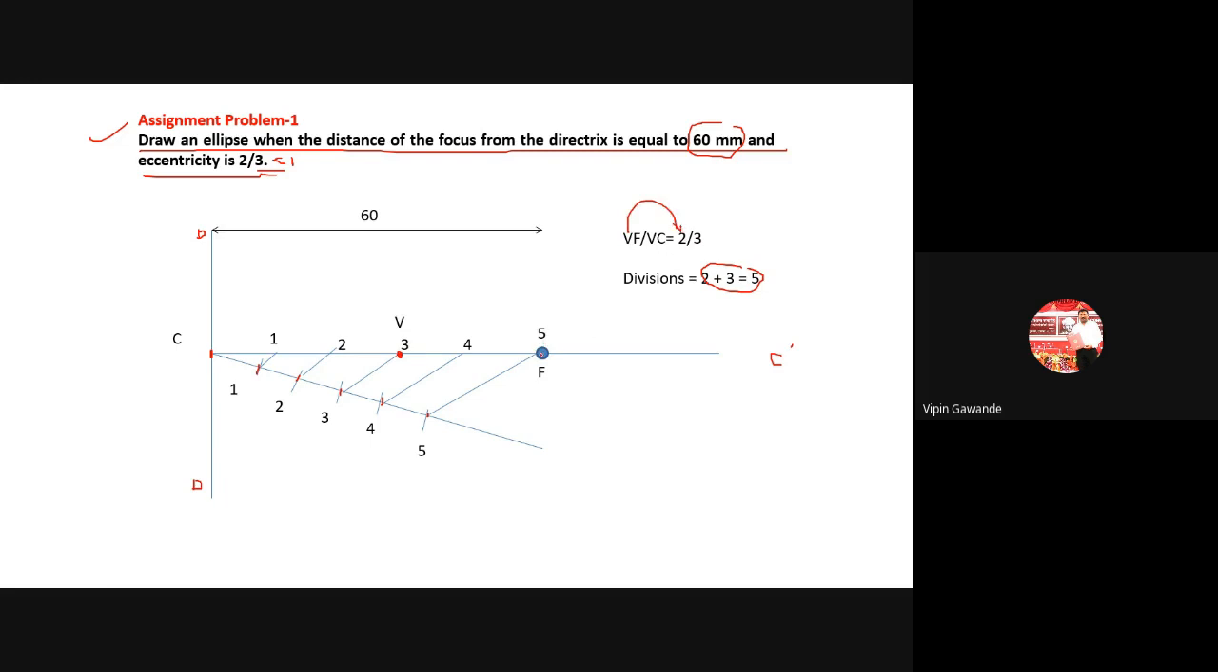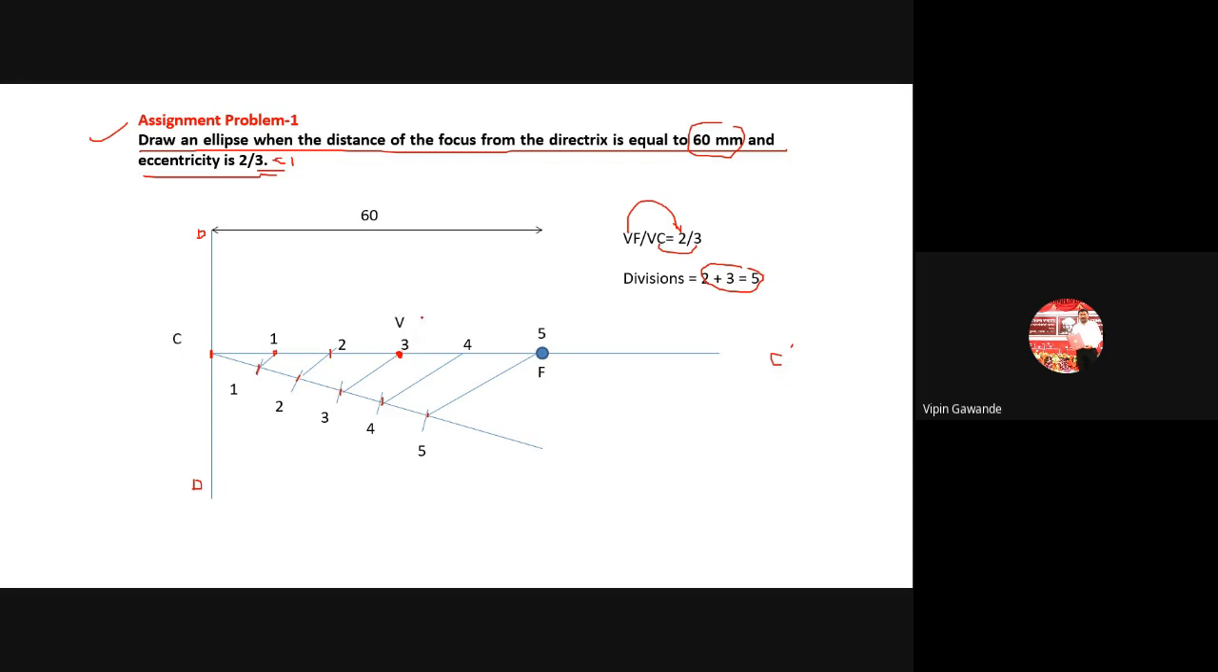So VF is having 2 divisions. So count from F: 1 division, 2 divisions, so V comes here. VC is having 3 divisions, 1, 2, and 3. So we have to mark here the V something like this. So we have divided 60 into 5 divisions using the line division method. Okay. जर तुम्हाला स्केल ने घ्यायचं असेल तर you have to mark this as 12, 24, something like this. Okay. So you have to go 12 mm distance, then 12, 12, 12, and 12. So you'll get 60 mm distance, 5 divisions. Okay. So once you get the vertex, now what are the next steps?